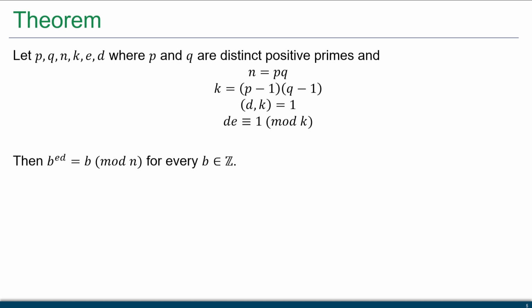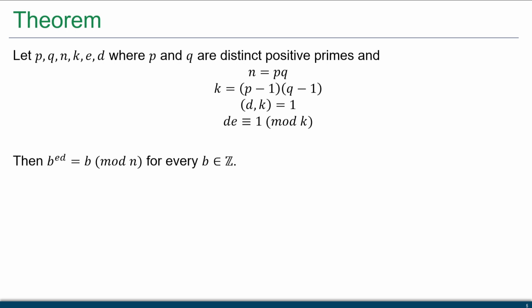So here we have P, Q, N, K, E, D. Now P and Q are distinct positive primes, and we have the following. N is the product of P and Q. K is the product of P minus 1, Q minus 1. I now have to find a D, which when I compare it to K and ask for the GCD has to be equal to 1. And if the GCD of the two is equal to 1, then I know from the last set of lessons that there exists an E such that the product D and E is congruent to 1 mod K.